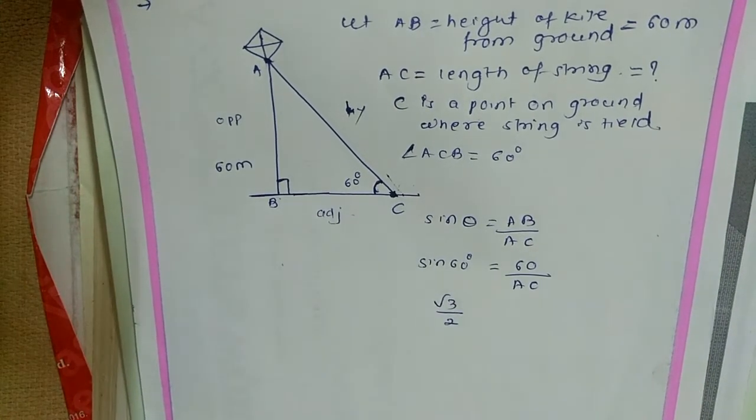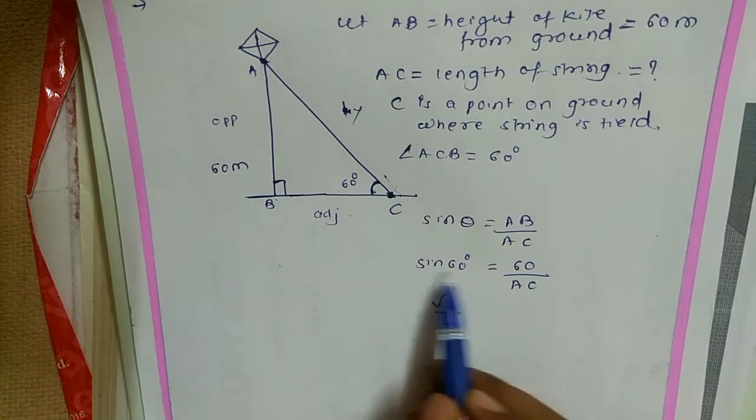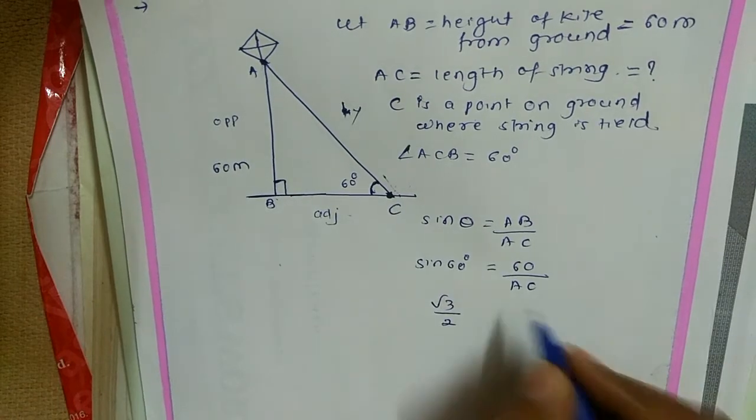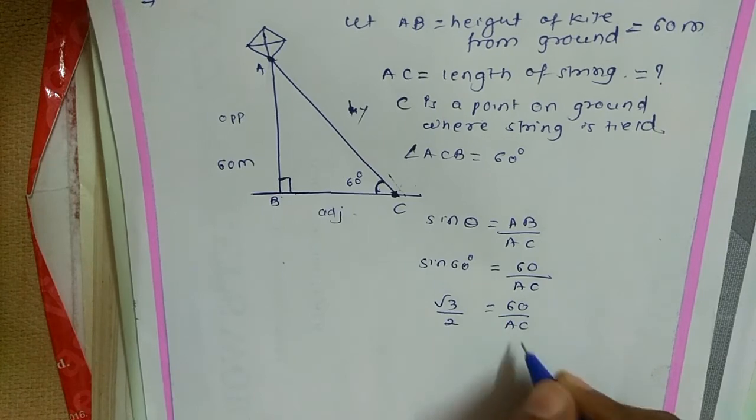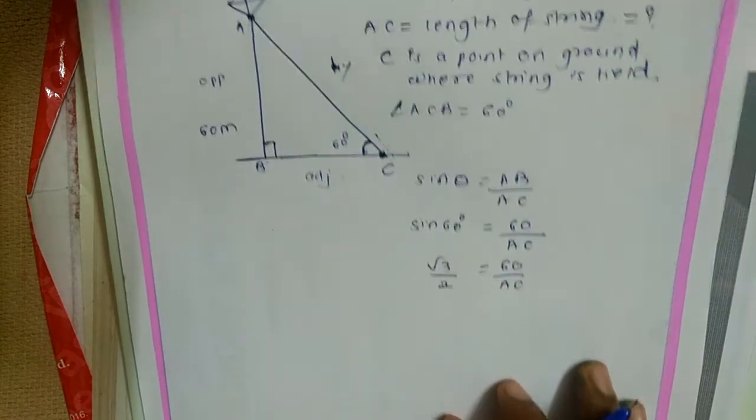You should memorize all the trigonometric ratios for the angles 0 to 90, that is 0 degrees, 30, 45, 60 and 90. These ratios are very important. So sin 60 degrees, root 3 by 2, equals 60 upon AC. We know three of these things, and the fourth, AC, we can find out.